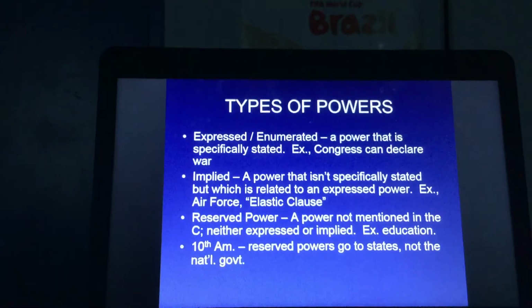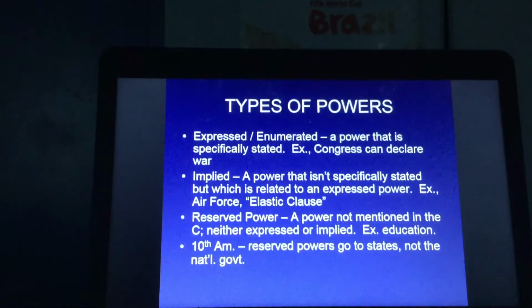Different types of powers. If you want to know in our system which government gets to do something, national or state, you look to the Constitution. An expressed power or an enumerated power is one that is specifically written down in the Constitution. There's no arguing about it. It's easy. And almost all of the expressed or enumerated powers in the Constitution are with the national government.